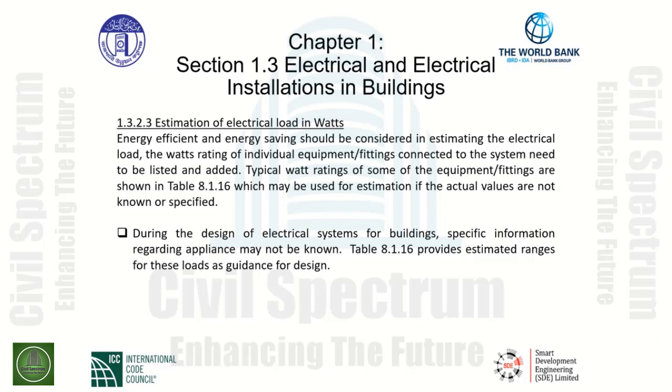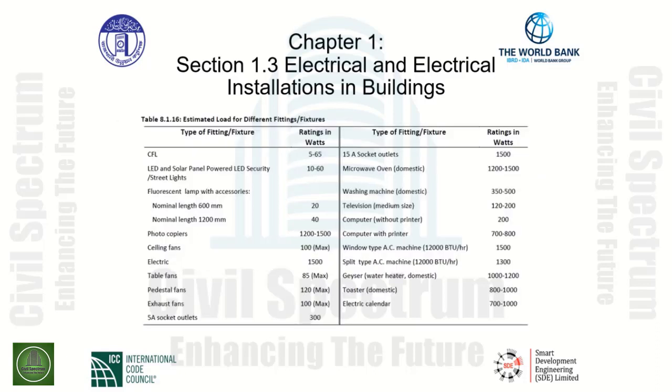During the design of electrical systems for buildings, specific information regarding appliances may not be known. Therefore, Table 8.1.16 provides estimated ranges for these loads as guidance for design. As mentioned in the previous slide, this table provides estimated loads for various fittings and fixtures. The various fittings and fixtures are provided on the left side of the table, and on the right side, the ratings in watts are given.